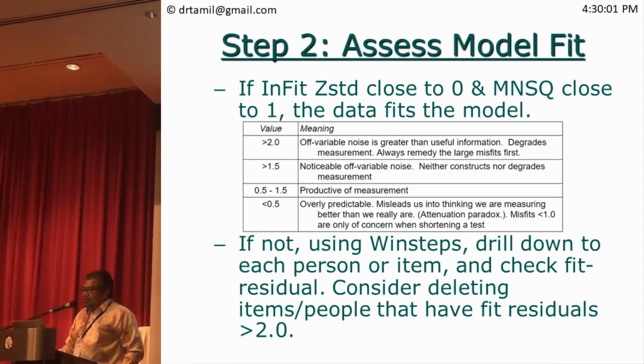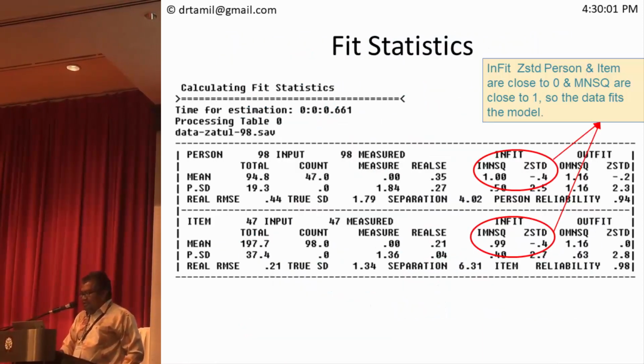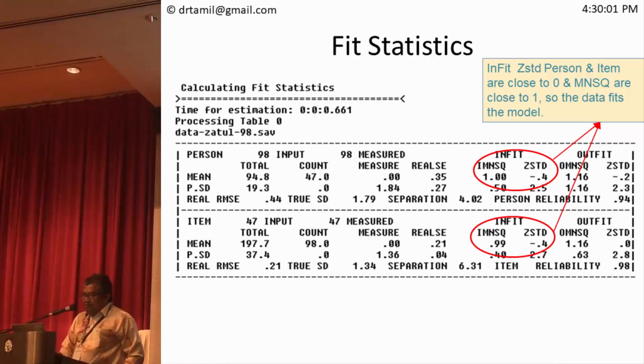The other thing you have to check is model fit. Here in Rasch it is very simple. You just look at the mean fit, ZSTD, and the mean square, whether it is 1 or 0. And you can see the result directly. The infit is 1, the ZSTD is close to 0, so the data set is okay for both the person and the item.